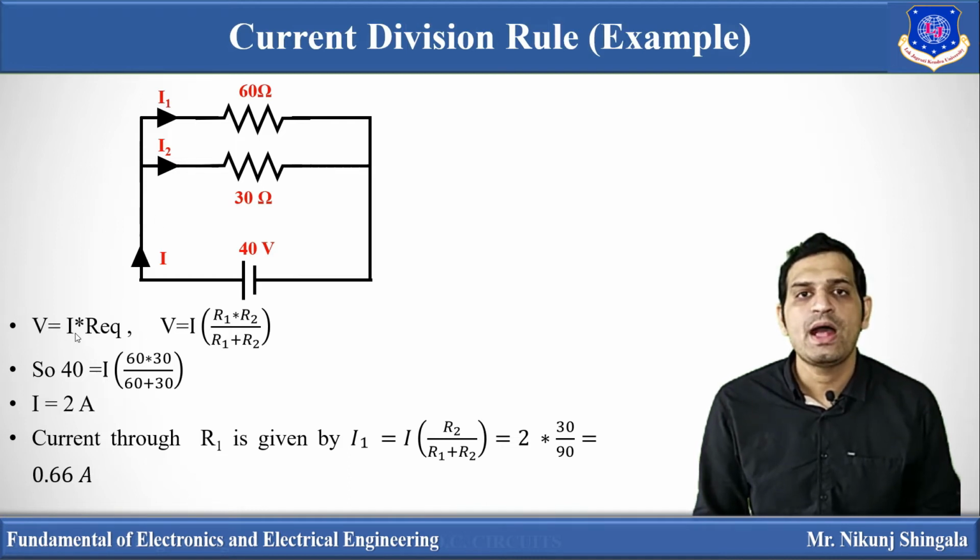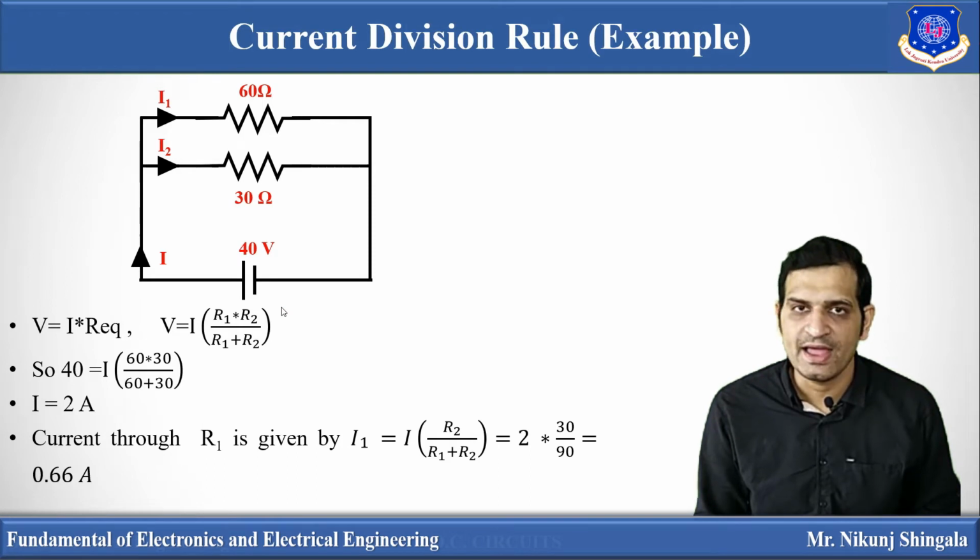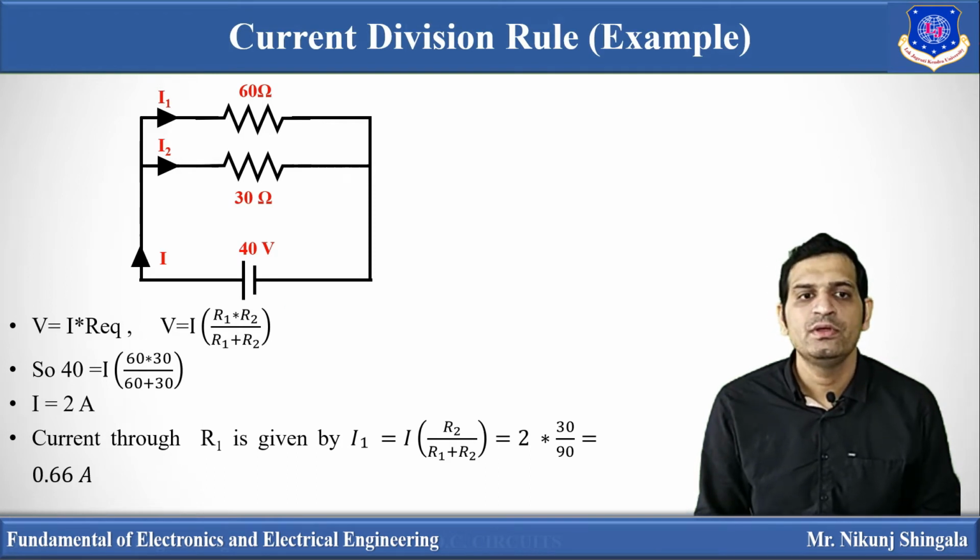So V is equal to I into R equivalent. Because R1 and R2 are in parallel, we can write V is equal to I into R1 R2 divided by R1 plus R2. Putting the values of voltage and resistance, we can write 40 is equal to I into 60 into 30 divided by 60 plus 30. So current I is equal to 2 ampere.